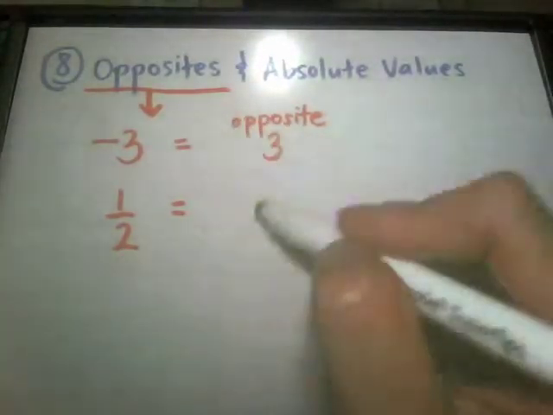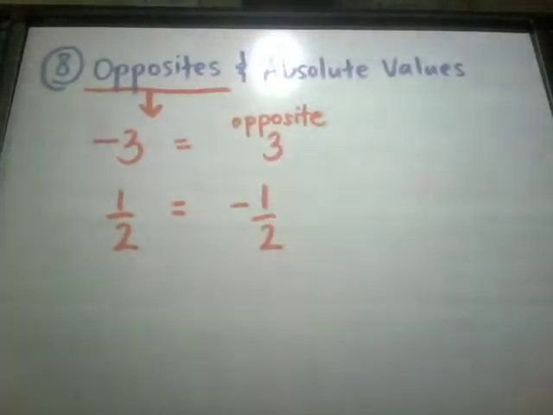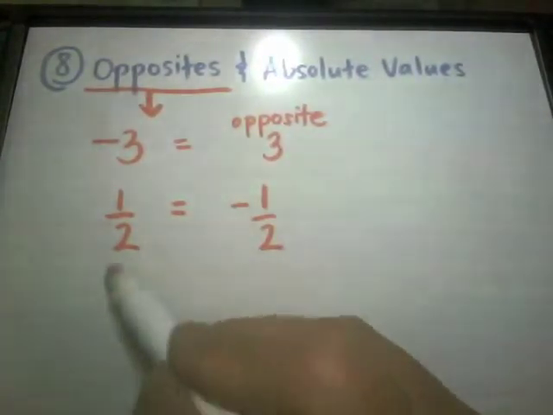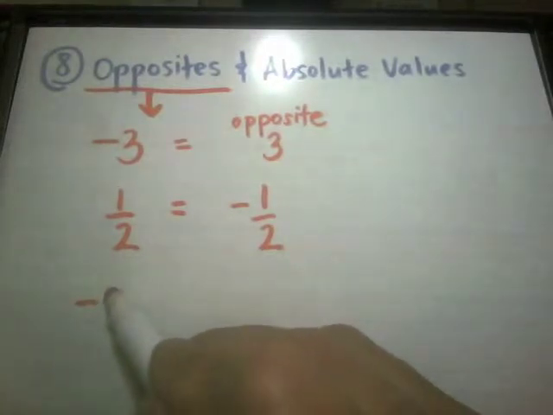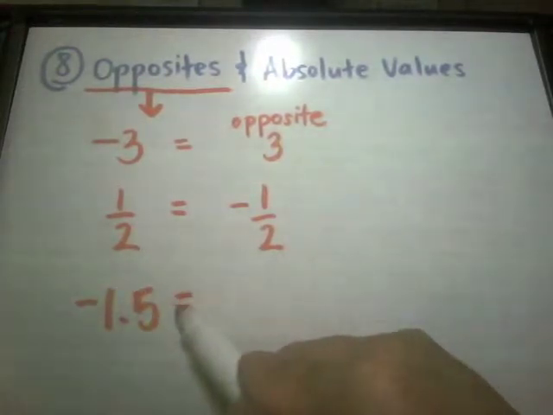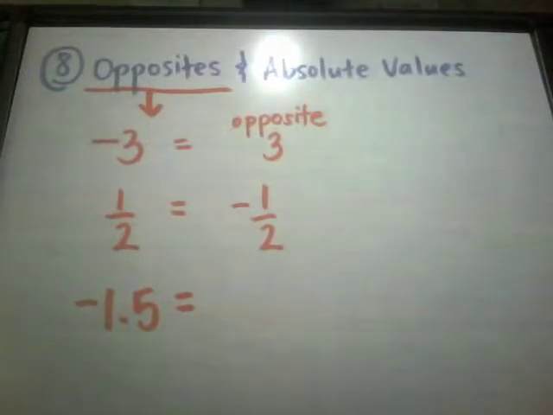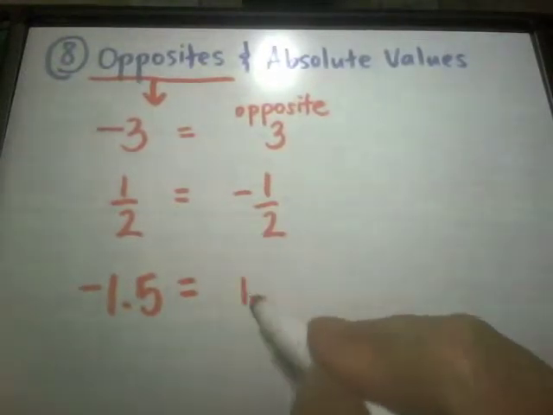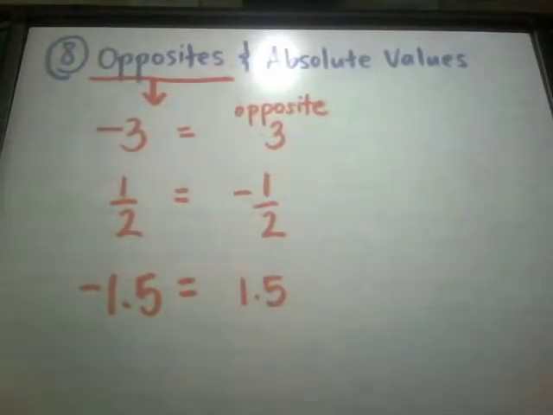Jim? -1/2. How about -1.5? What's the opposite? Roland? Positive 1.5. Good. +1.5. Notice what we're seeing here. When we use the word opposites, we're talking about the positive and the negative opposites. That's it.